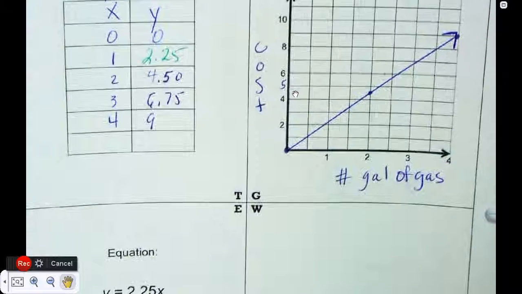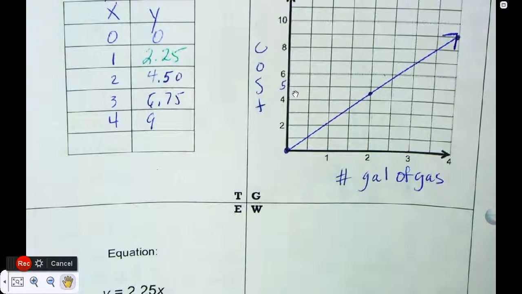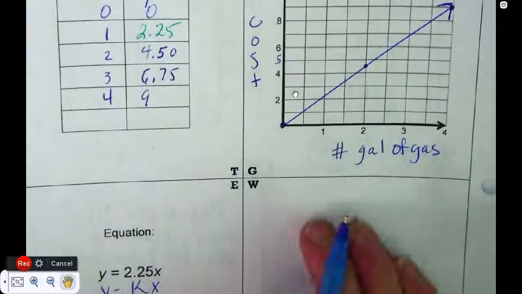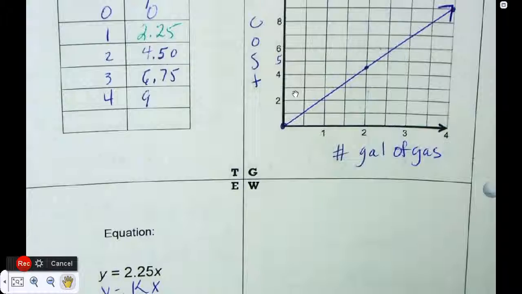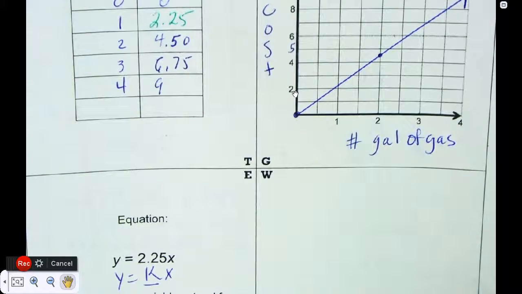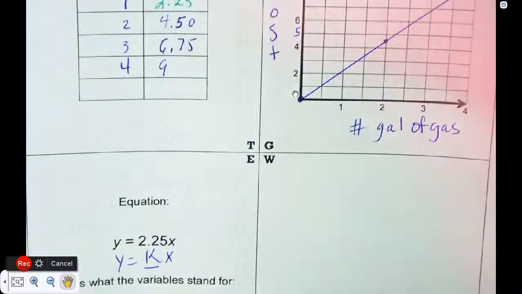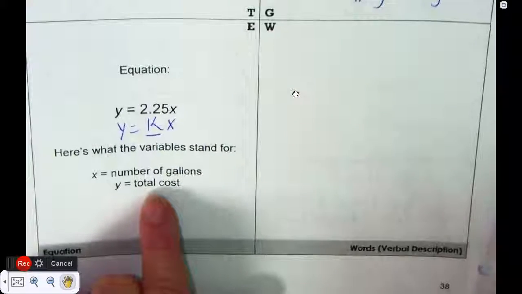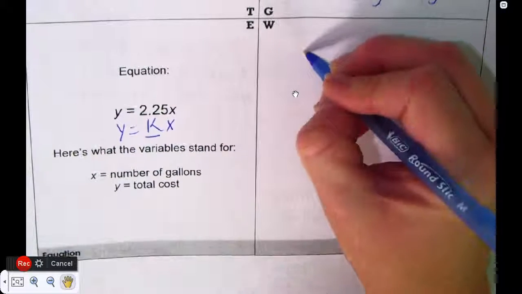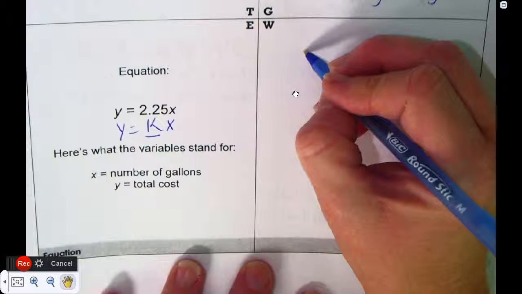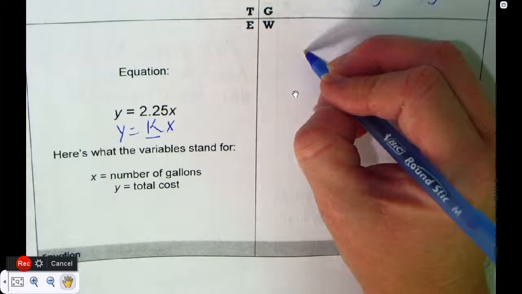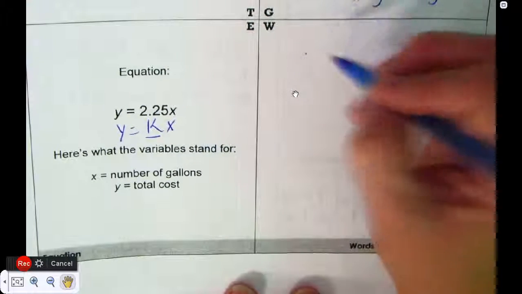All right. So now we are going to write the situation. We're going to write it in words. So we've already said that X is the gallons and Y is the total cost. So what are we going to write? Well, no, we need it in words. There's several ways we could write it.